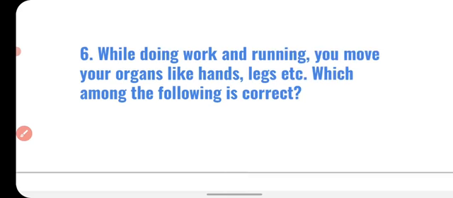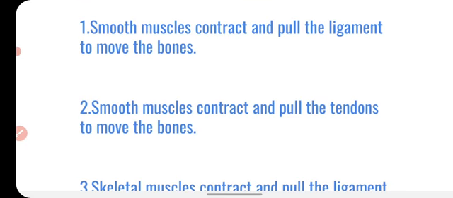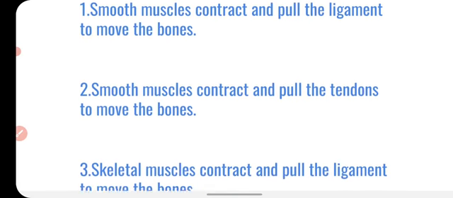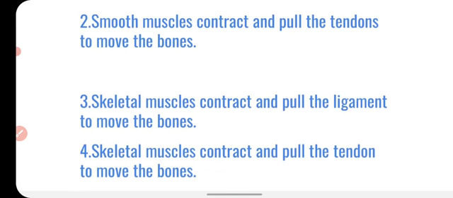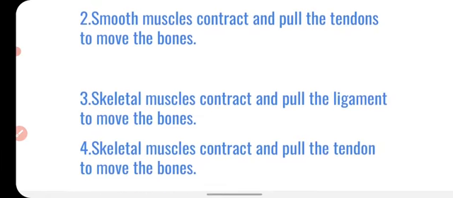Next question is, while doing work and running, you move your organs like hands, legs, etc. Which among the following is correct? Smooth muscles contract and pull the ligament to move the bones. Smooth muscle contract and pull the tendons to move the bones. Skeletal muscle contract and pull the ligament to move the veins. Skeletal muscles contract and pull the tendon to move the bones.